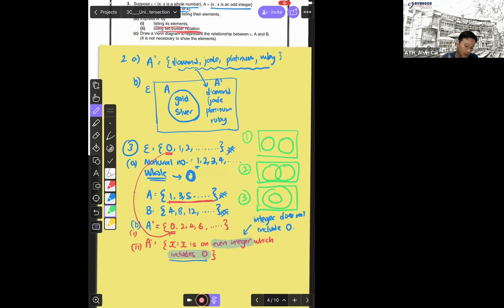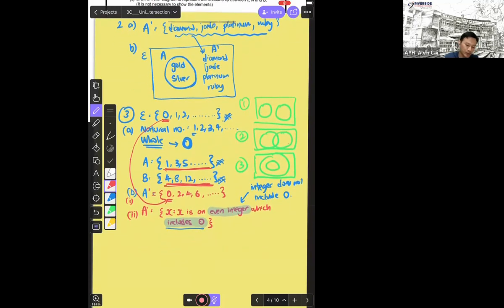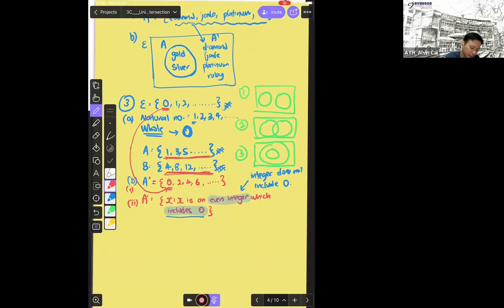It's scenario 1. Okay, why is that so? Because if you take a look at B itself, they are all even numbers: 4, 8, 12 are multiples of 4. Whereas A is odd numbers. So there's nothing in common between the two. If I were to write down the answer, the set looks like this. Disjoint set.